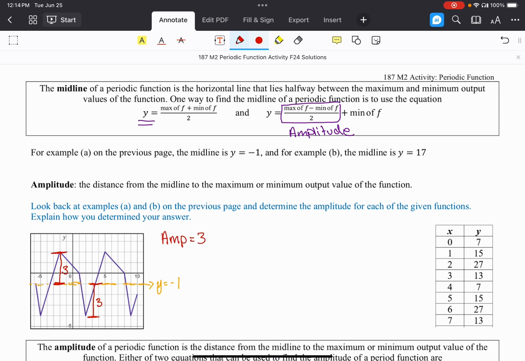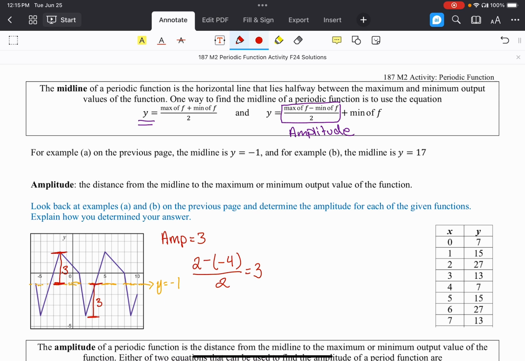And I can check this algebraically. Remember, we talked about that max minus min would get us our amplitude. And so max here was 2, minus our min, divided in half. So 2 minus a -4 is actually 2 plus 4, which is 6. 6 divided by 2 is 3.